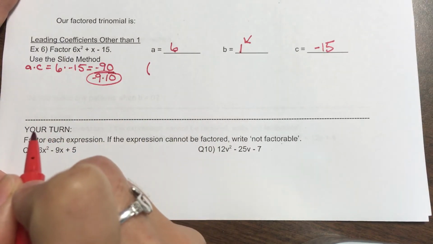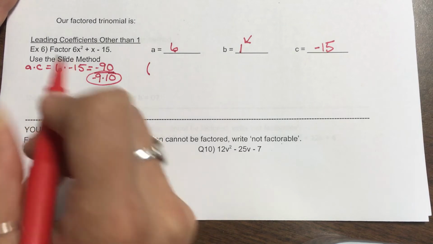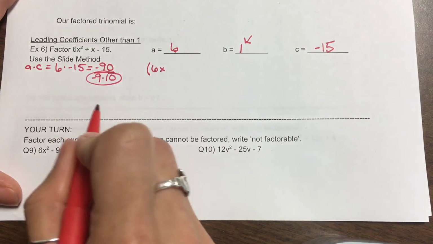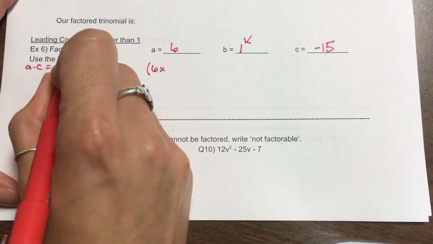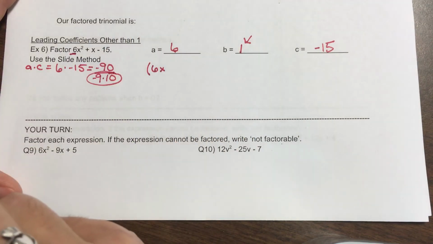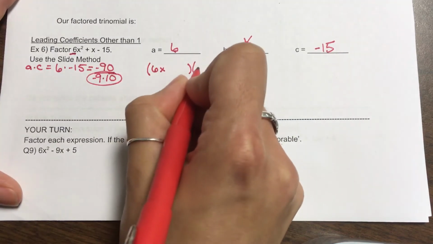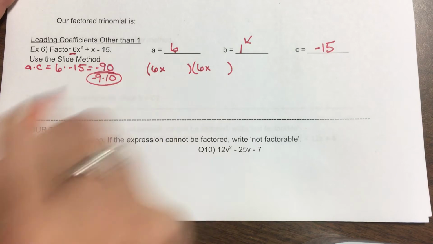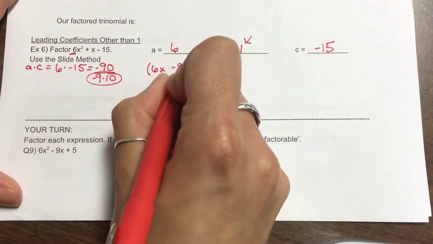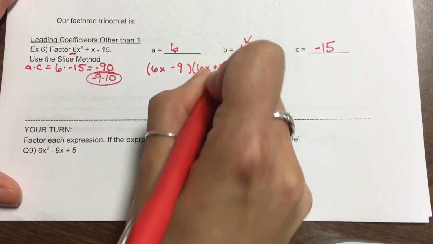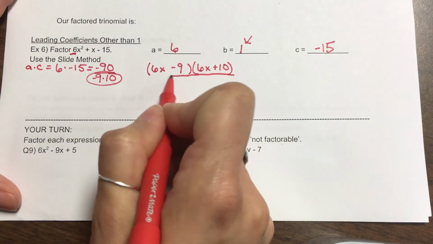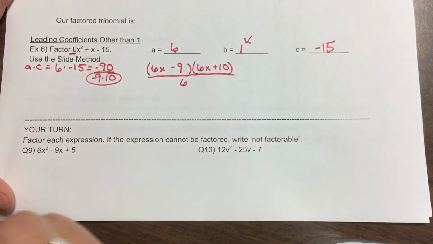What we didn't see when our leading coefficient was 1 is that we actually keep our A term at the front of each factor. So instead of starting each factor with x, since I have a 6 in front of my x squared term, I start each factor with 6x. And then I finish the factors with the numbers I've chosen here. So that's minus 9 and plus 10. And then our last step to slide method is to divide by A.